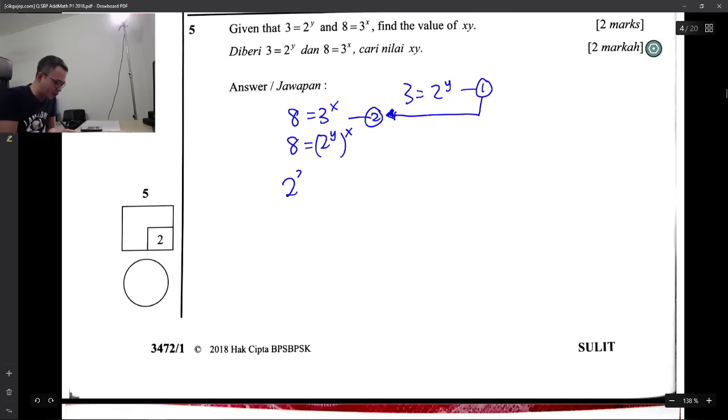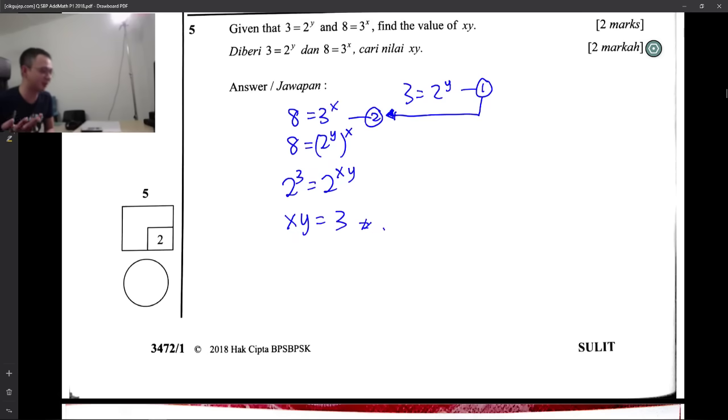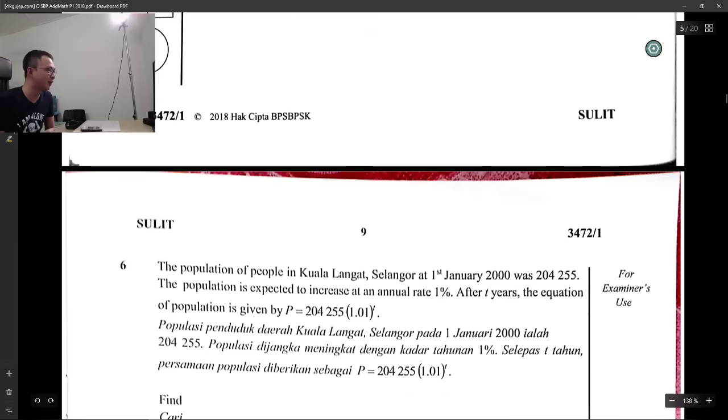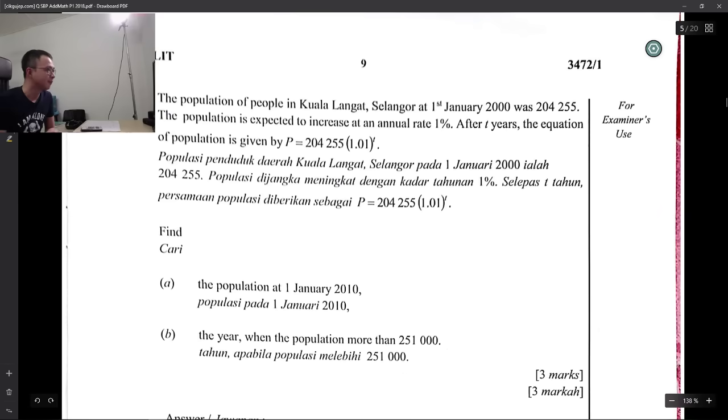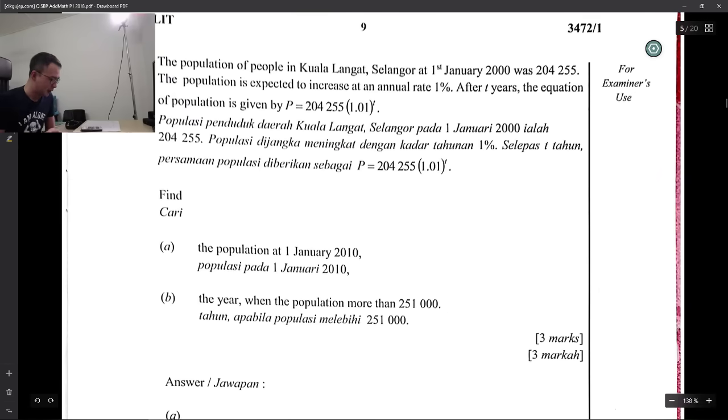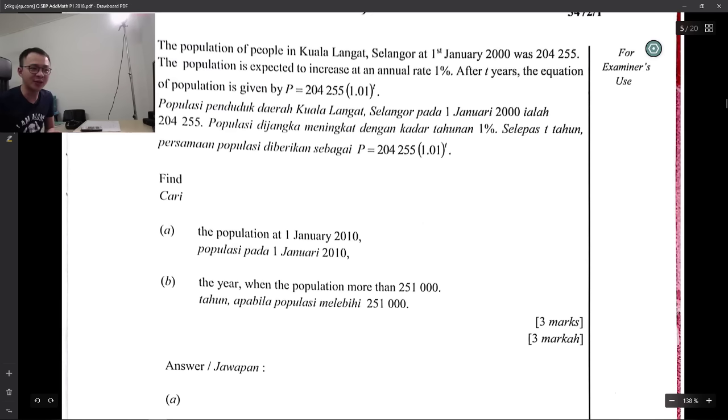So 8 I know is 2 power of 3. This one I multiply, I know this is 2 power of xy. So therefore, I know xy equals 3. Alright, quite easy if you can understand this substitution method. This kind of question is considered very easy. Okay, so let me move on to the next one. Any questions? This question looks hard but is very easy. Yeah, this question actually is quite easy if you can understand it.